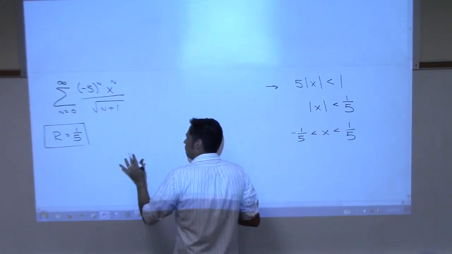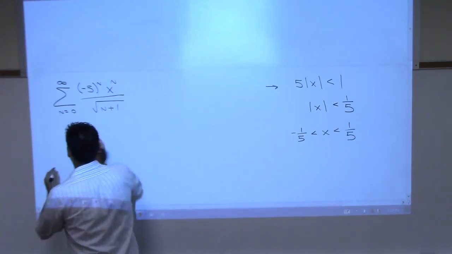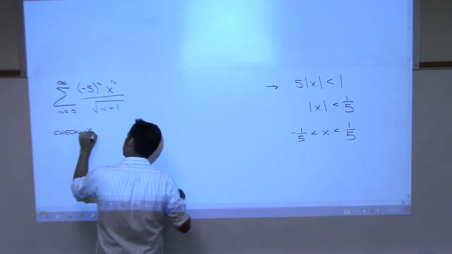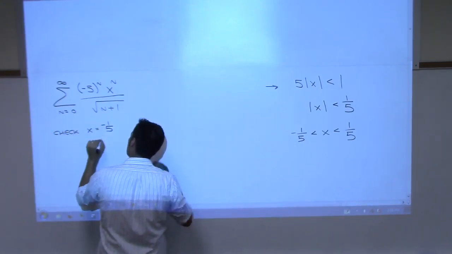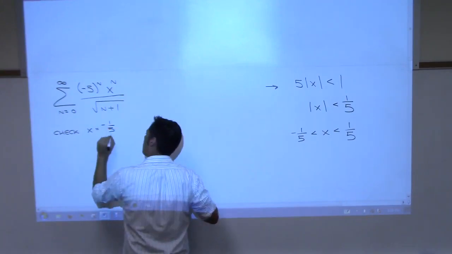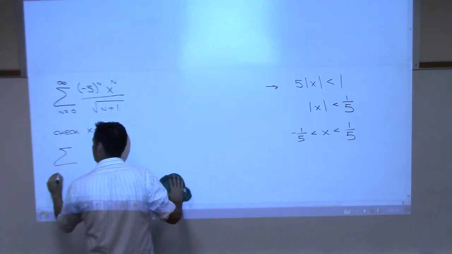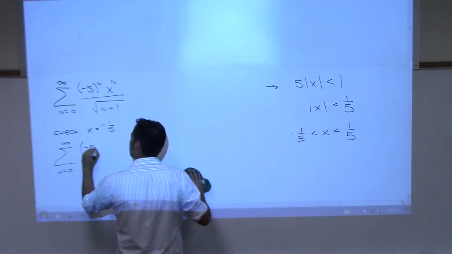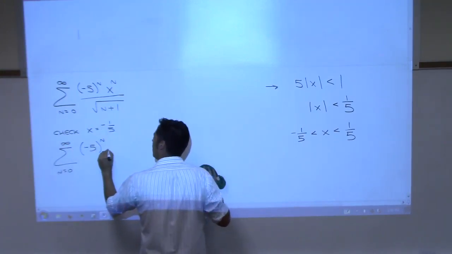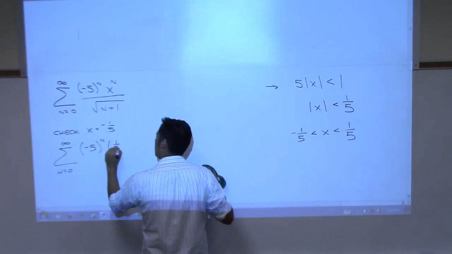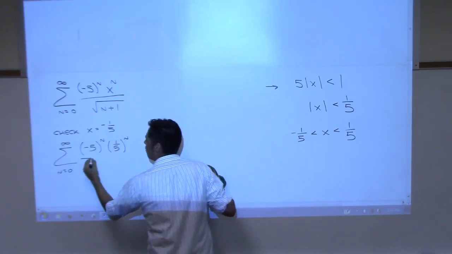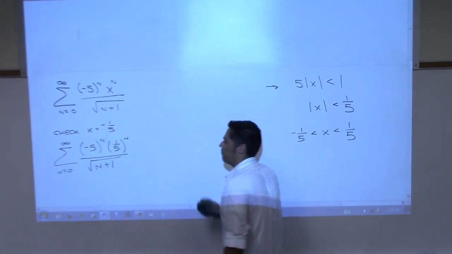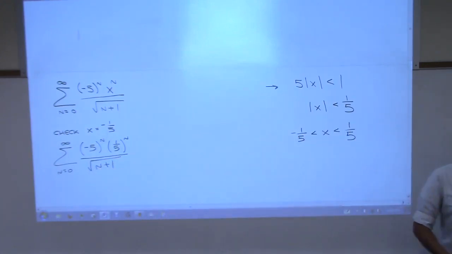All right. Let's go ahead and check x equals negative 1/5. So I'm going to rewrite my series. I'm replacing x with negative 1/5. So it's negative 5 to the n, and then 1/5 to the n over square root of n plus 1. Any ideas of what we could do with that?